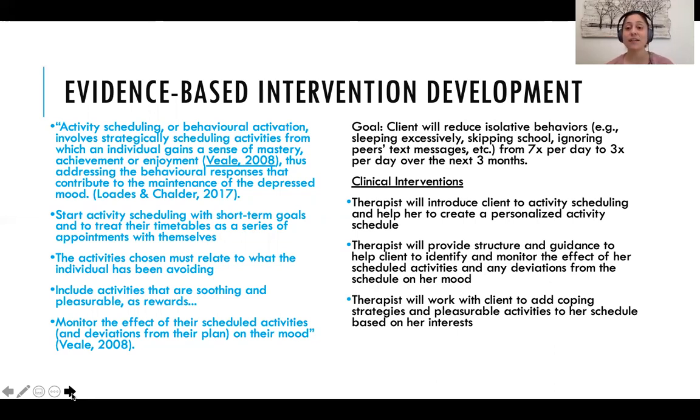That's based off of the very last bullet point on the left from Veal 2008: monitor the effect of their scheduled activities and deviations from their plan on their mood. Okay. And then the therapist will work with client to add coping strategies and pleasurable activities to her schedule based on her interests. And so that is the second to last bullet point there, include activities that are soothing and pleasurable as rewards. Okay? And it's also pulling off of my own knowledge about coping skills and depression, which is kind of obvious, right? So there you go.